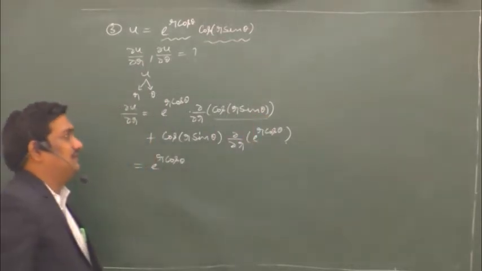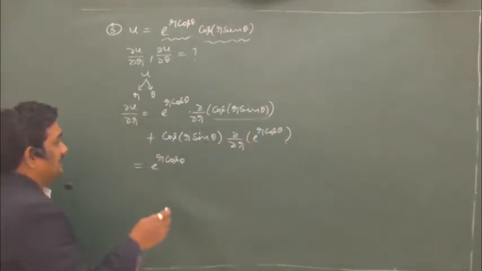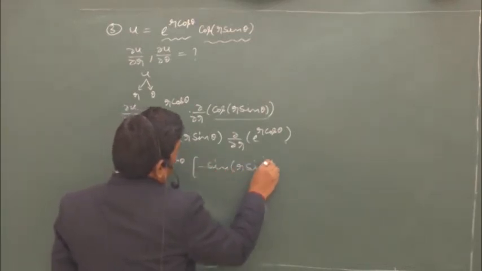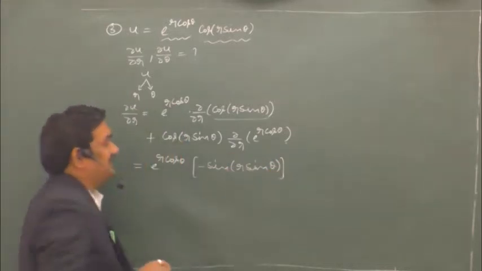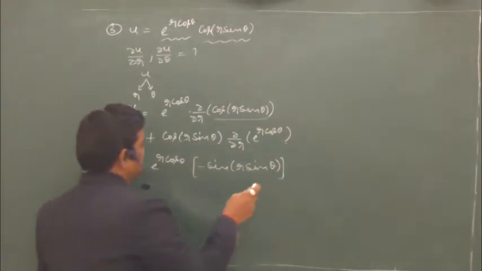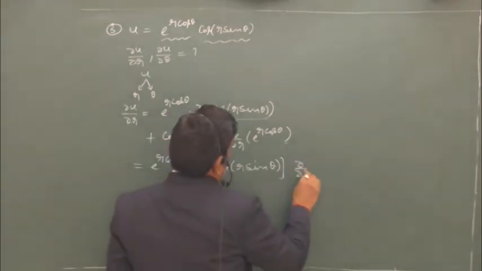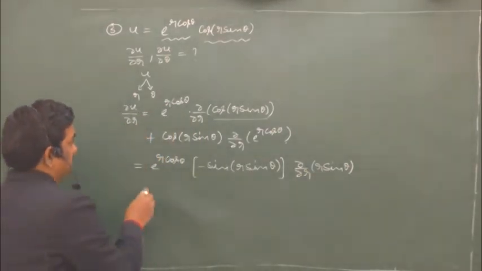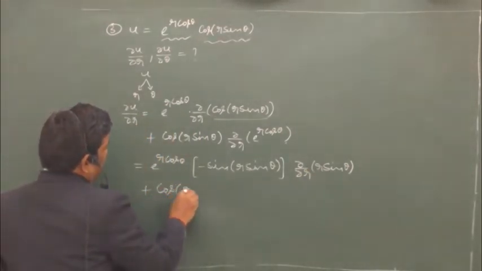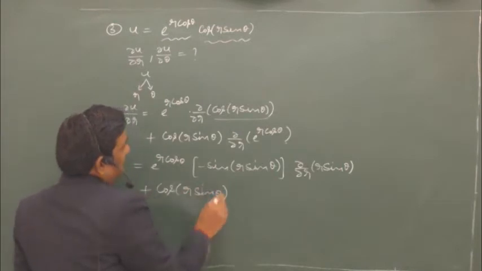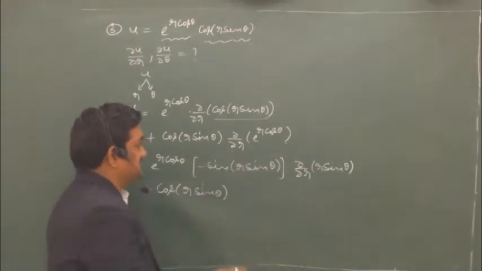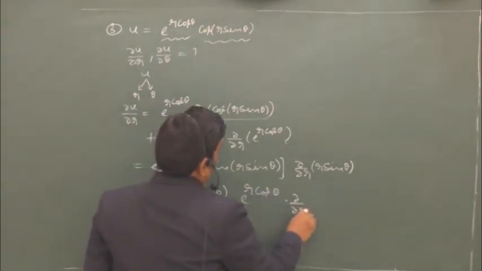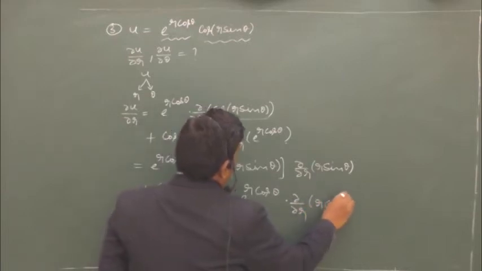It is of the form derivative of cos x, it will be minus sin x. So minus sin of r sin theta, and you need to write the internal derivative also. Internal derivative of r sin theta. Now the other term, it is cos of r sin theta into, it is of the form e power x, derivative is e power x. It is e power r cos theta into internal derivative, it is derivative of r cos theta.